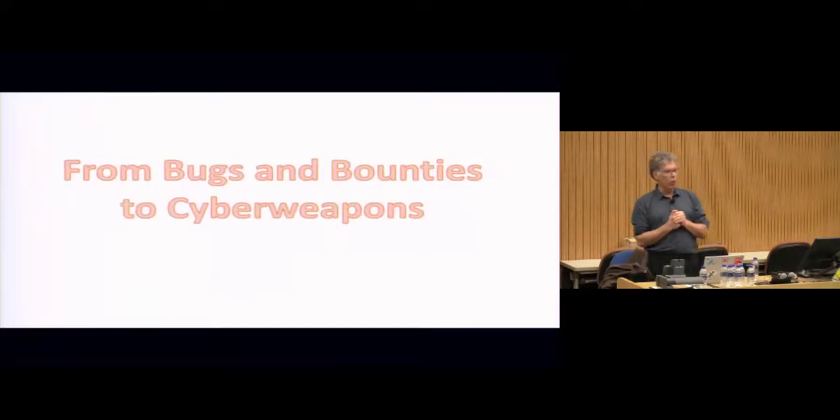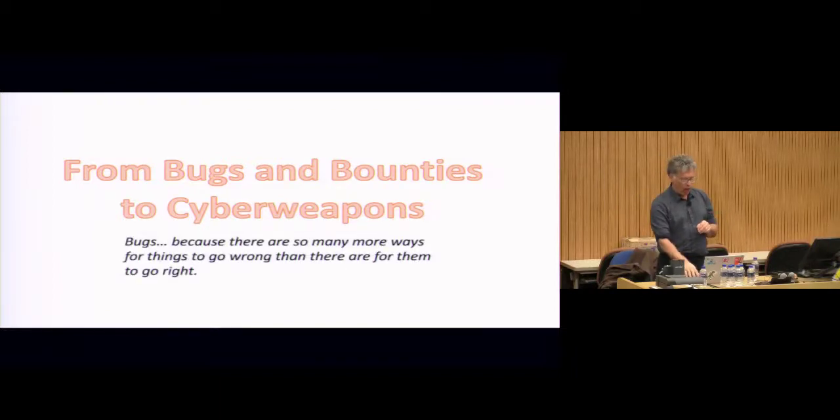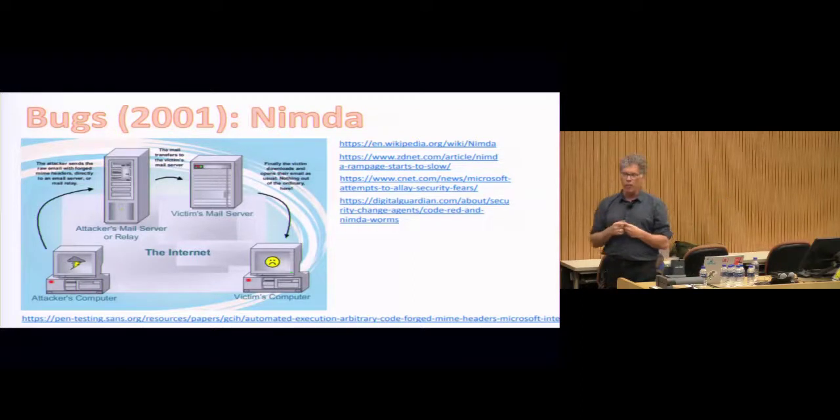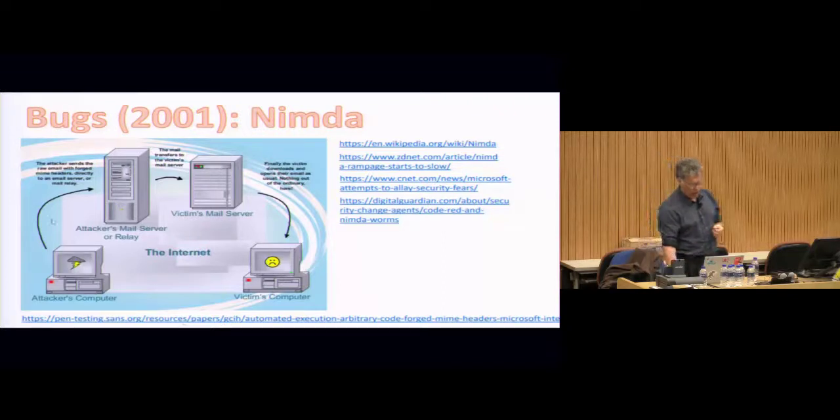The second theme is what's happened with bugs over the last 20 years. There are so many more ways for things to go wrong than there are for them to go right. I've been reading about entropy lately, and that's why we have bugs. People just make bugs, and I'm sorry, we make them at a constant rate. People introduce errors, but the impact of those errors has increased over time. So when I started at Microsoft, we had something called NIMDA, admin spelled backwards. It really didn't have much to do with admin.